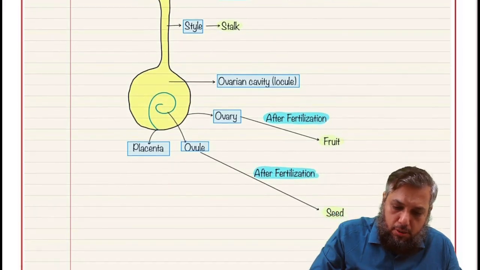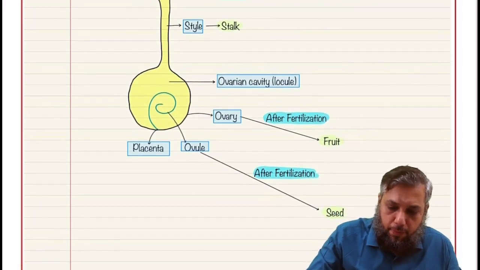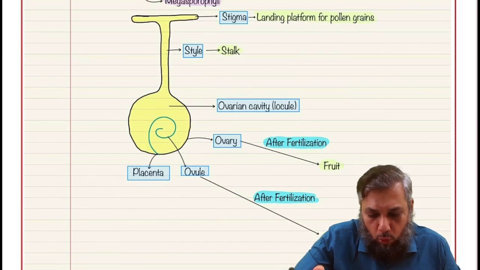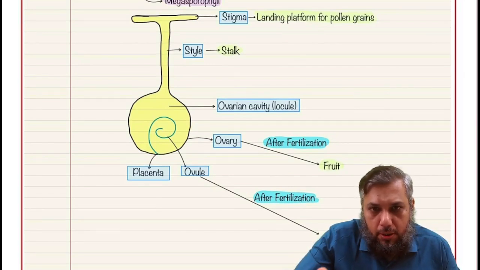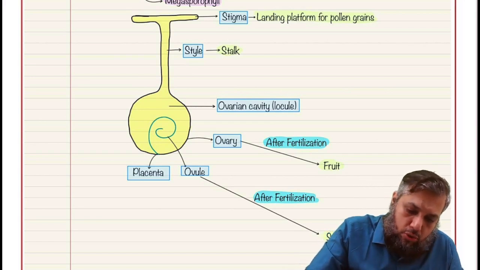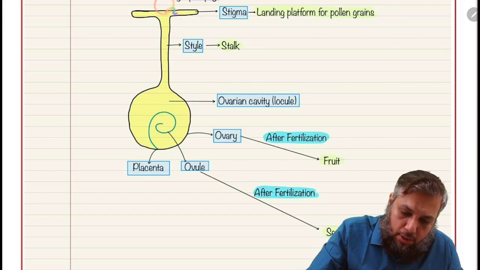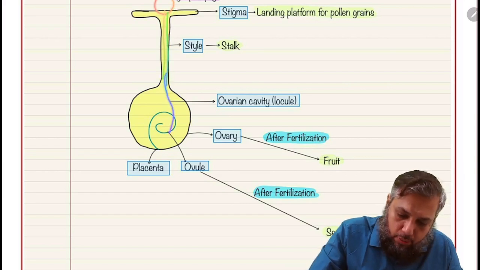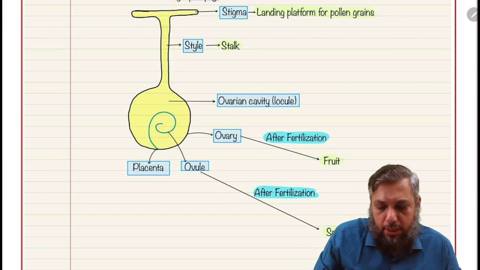And the carpel is divided into three parts: the stigma, style, and the ovary. The stigma is a landing platform for the pollen grains. During pollination, the pollen grains first fall on the stigma. Then the pollen grain forms a pollen tube. The pollen tube passes through the style to enter the ovarian cavity. From there, it will enter into the ovule. So this is the landing place. Then a pollen tube forms, ultimately reaching the ovule, followed by double fertilization.